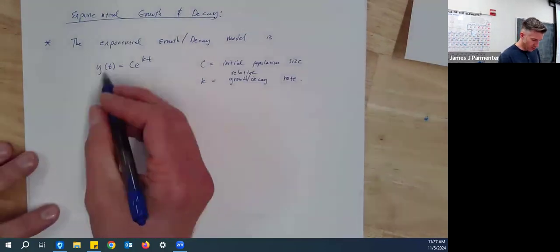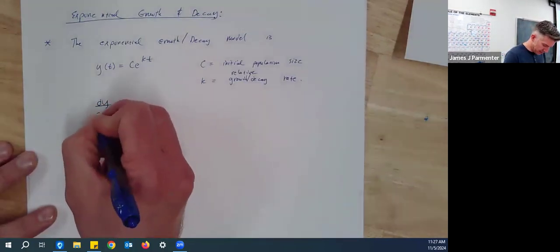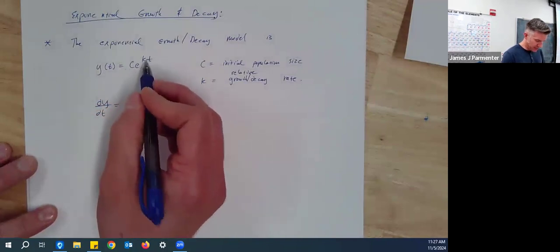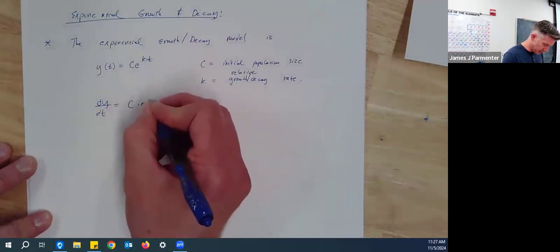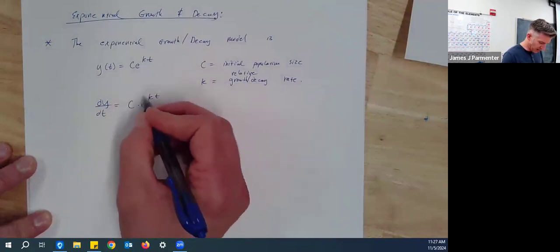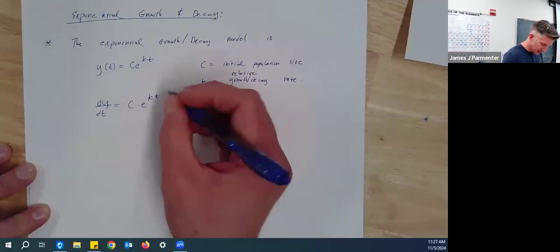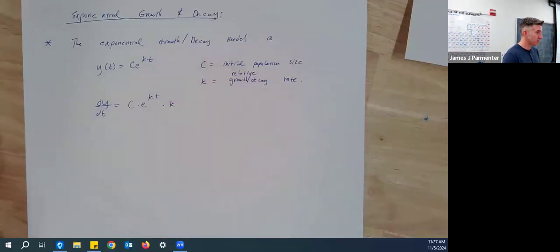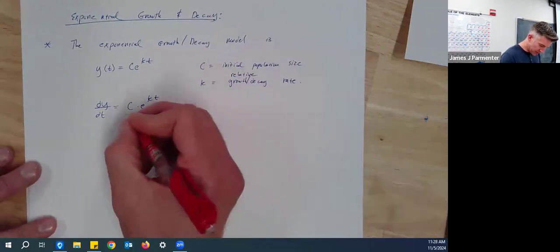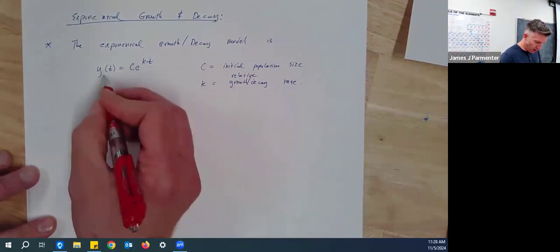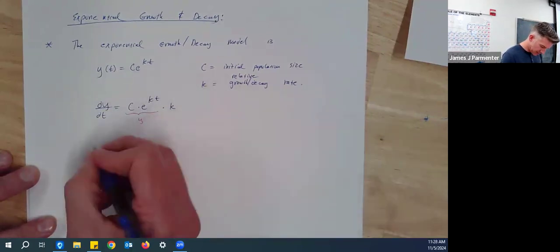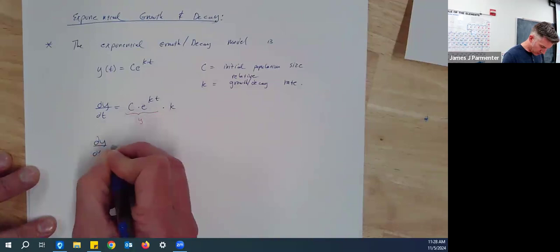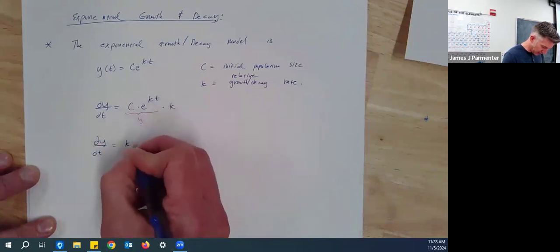So if we take the derivative of y, dy/dt here, the derivative of c e to the kt, or the derivative of c times e to the stuff, is c times e to the stuff times the derivative of the stuff. And the derivative of a constant times t is the constant times 1. And what I want you really all to see is that c e to the kt here is just y, or y of t. What we really have here is that dy/dt is equal to y times k, or it's usually written as k times y.